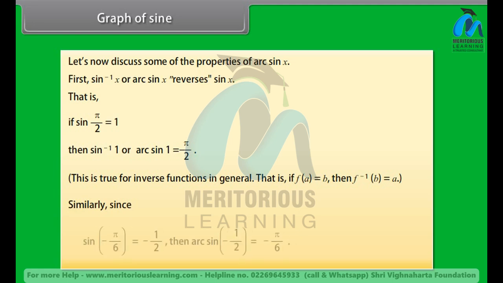Similarly, since sine of minus pi by 6 is equal to minus 1 by 2, arc sine of minus 1 by 2 is equal to minus pi by 6.